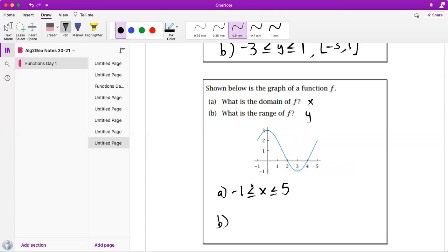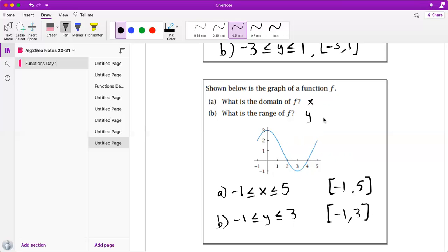And for the range, I want the smallest y, which means the bottom of the graph. And that looks like it's here, which is probably -1. And then the biggest y up at the top here, it looks like it's 3. So again, I'm going to write this just so that you see it once before we talk about it specifically next time. But this is called inequality notation because there are inequalities in it. This is called interval notation.